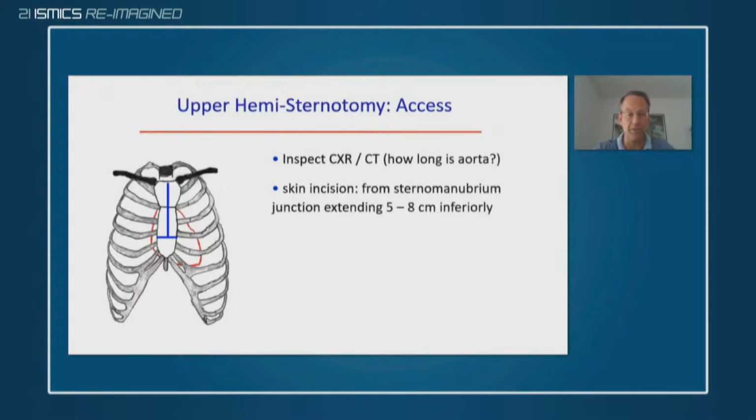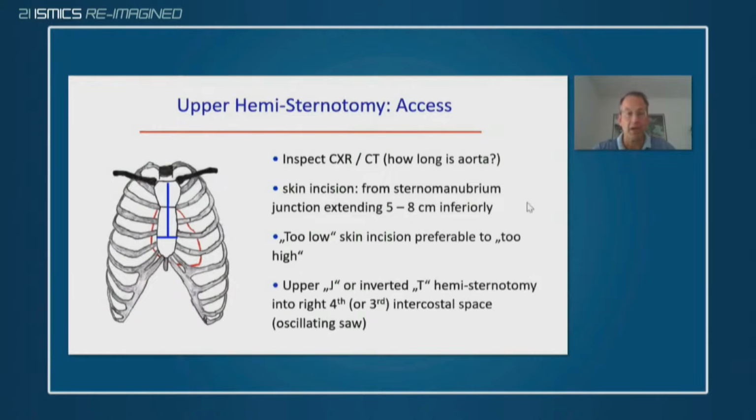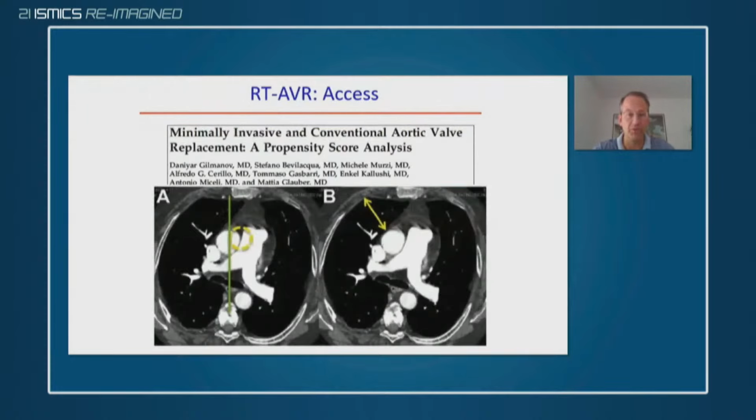We like to start the skin incision from the sternomanubrium junction and then extend it 5 to 8 centimeters inferiorly. The incision can be extended a little bit superiorly without any difficulties. We like to perform either an upper J or an inverted T. My preference is an inverted T in order to prevent any tilting of the thorax during the procedure. And I personally like to use the fourth intercostal space, although I know a lot of people go through the third intercostal space, and an oscillating saw is, from my point of view, the best way to open the sternum.